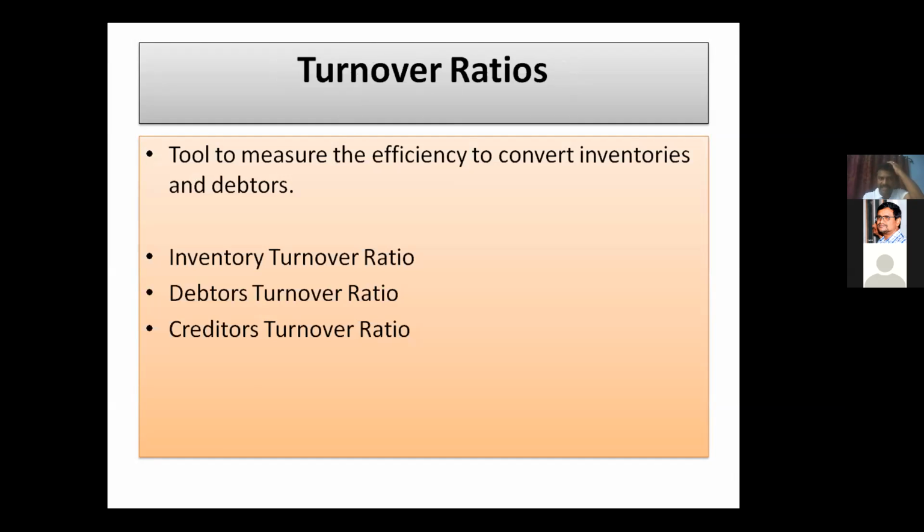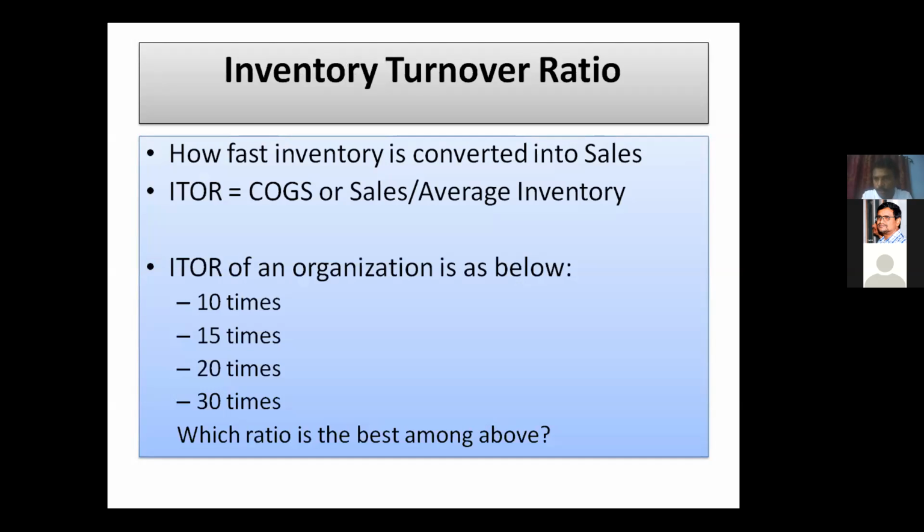Turnover ratios are the next category. It's a tool to measure the efficiency to convert inventories, and that is about inventory ratios. Three types of ratios are there: inventory turnover, debtors turnover, and creditors turnover. Let us see them one by one. Inventory turnover ratio. Inventory means goods or articles which are meant for reselling purposes. How fast inventory is converted into sales is what the inventory turnover ratio tells. The later we convert inventory into sales, the more the cost, because if we hold inventory it carries a carrying cost. We have to pay godown rent, showroom rent, all of that. So the effort should be to convert inventory into sales as soon as possible.